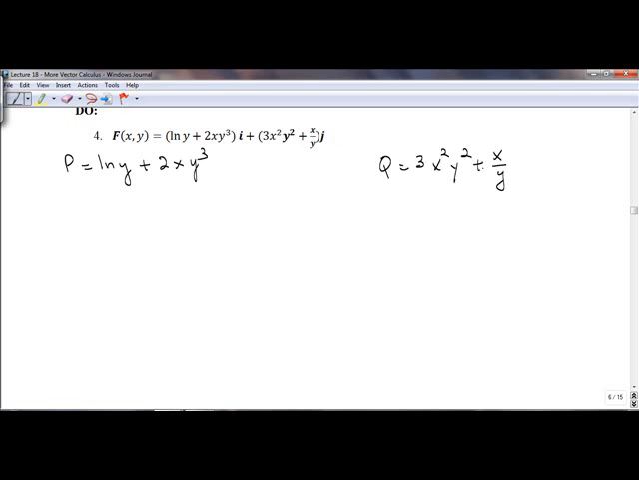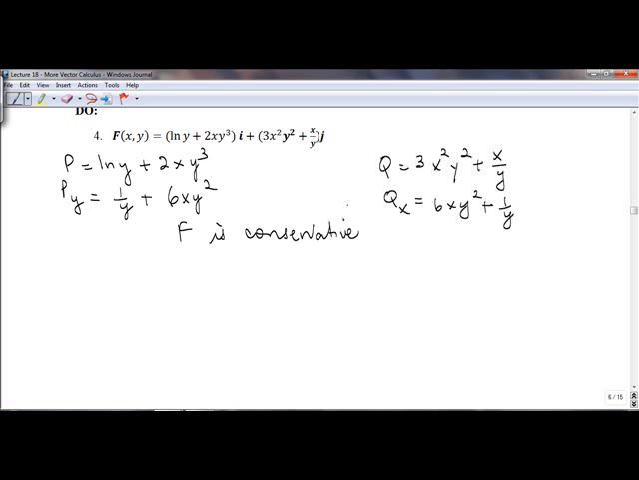Let's find partials. Partial of P with respect to y, 1 over y plus 6xy squared, good. Partial of Q with respect to x is 6xy squared plus 1 over y. They're the same. So F is conservative. Now let's find the potential function F. Any questions so far?